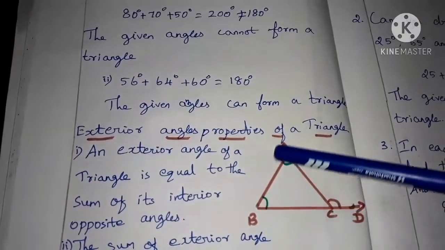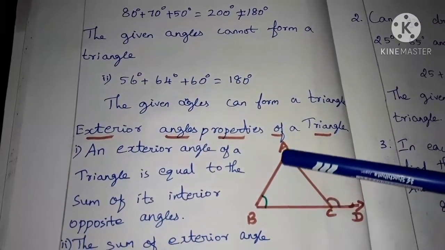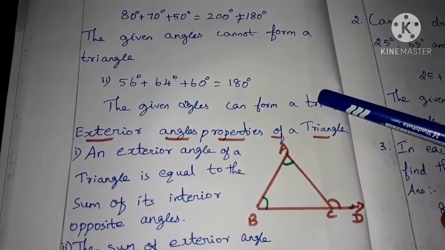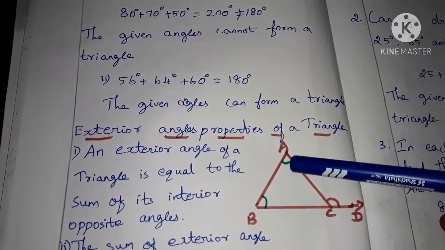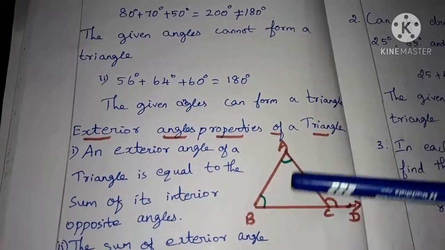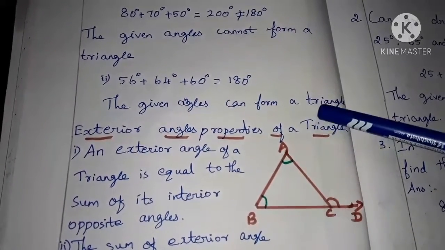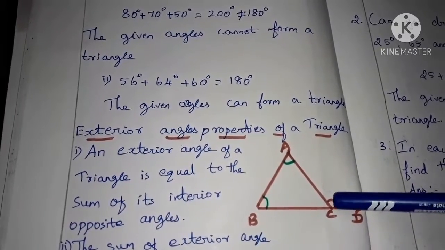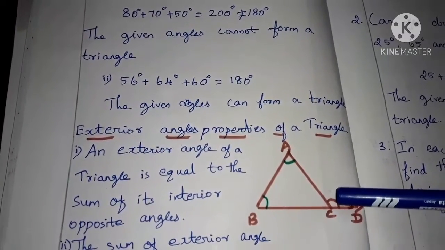It may come on this side also. If we extend BA, we have to extend this side, and it makes another angle. So anyway, we have to extend the line, and it makes one angle. This angle is called an exterior angle.